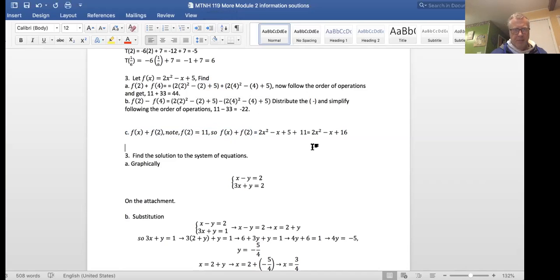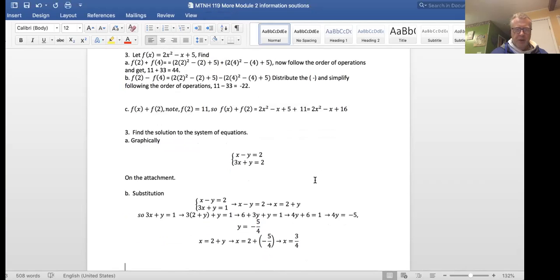And then C says find f of x plus 2. So what's f of x plus 2? Well, remember that f of 2 is 11. So f of x, that just means write down f of x. So that's the 2x squared minus x plus 5. And then we're going to add f of 2, which is 11, to that. So that gives us 2x squared minus x plus 5 plus 11, which gives us 2x squared minus x plus 16. When I add the 5 and 11 together, that becomes 16.